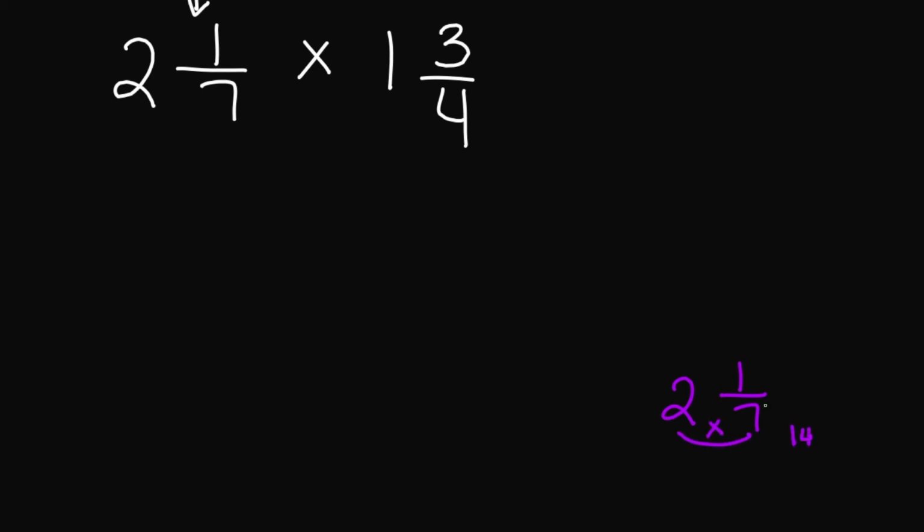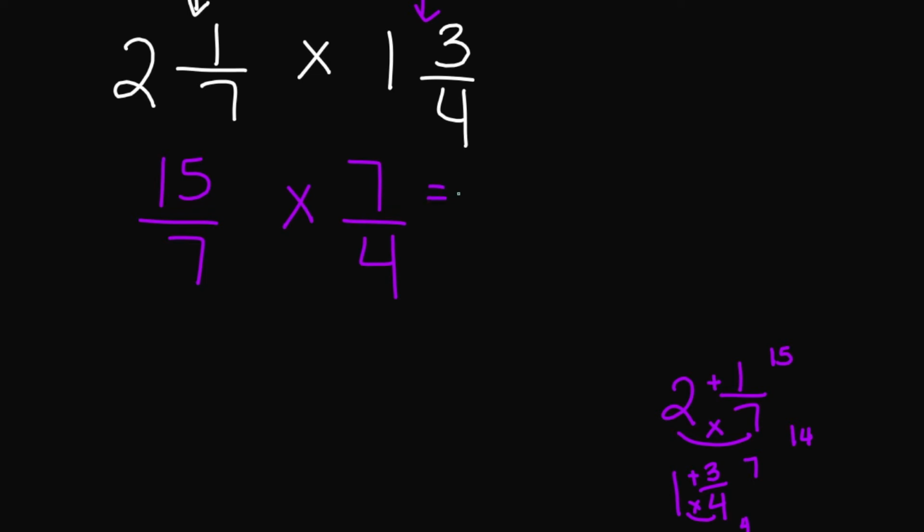2 1/7 times 1 3/4. First things first, we're going to turn these mixed numbers into improper fractions. So let's start here, 2 1/7. 2 times 7 is going to equal 14. Plus 1 is going to equal 15. So this is going to turn into 15/7. Now let's look here. We have 1 3/4. 1 times 4 is 4. Plus 3 is going to equal 7. So your improper fraction here is going to be 7/4.